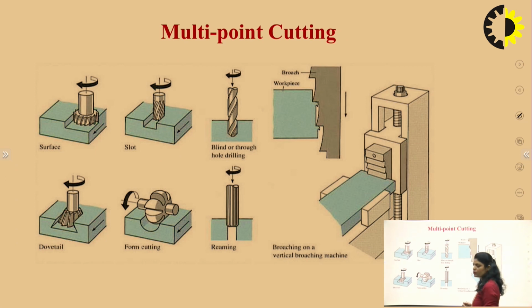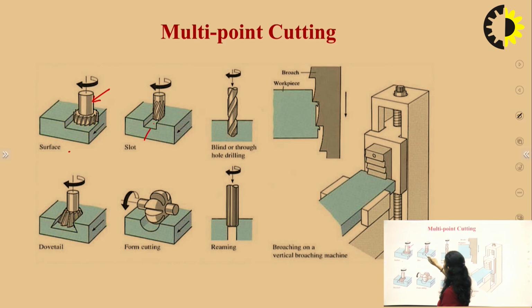Now, where do we use multi-point cutting? In multi-point cutting, examples are the milling cutter or drilling, where the tool is in contact with the workpiece with the help of multiple points. We can see here the tool and its shape. A number of teeth are on its periphery, and all these teeth are in contact with the workpiece because it is rotating. So, it is an example of multi-point cutting.